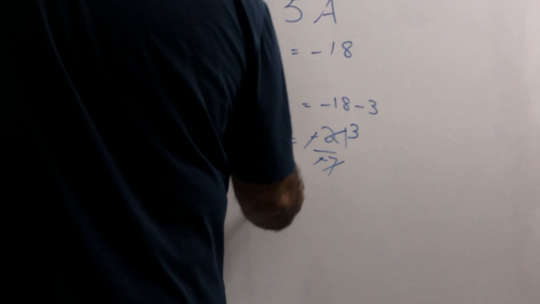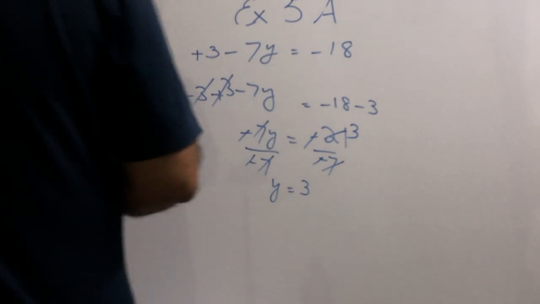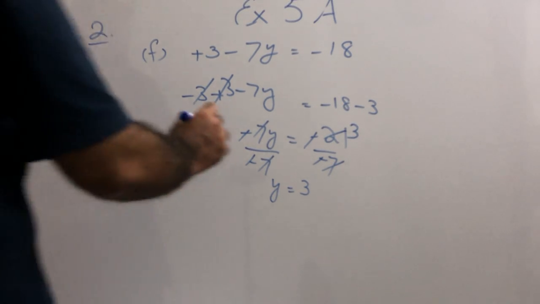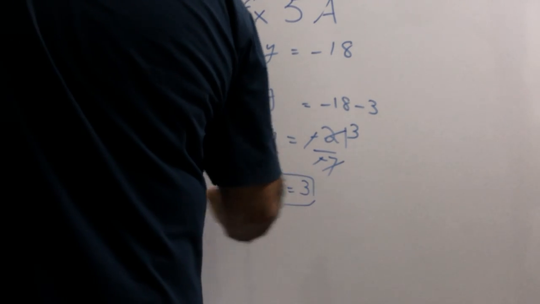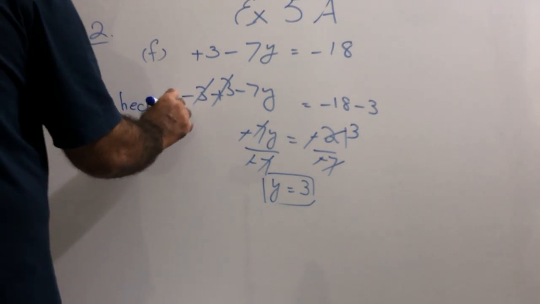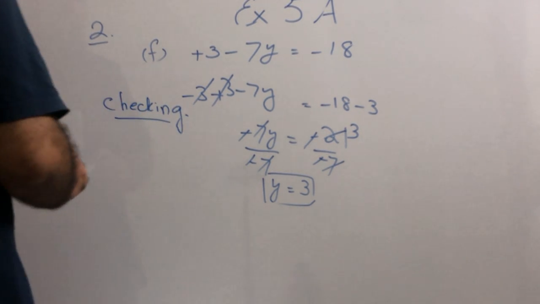7 3s are 21. y is equal to 3. Now for all the questions, if you want to confirm whether your answer is correct or not, what to do? You can do checking by yourself whether your answer is correct.